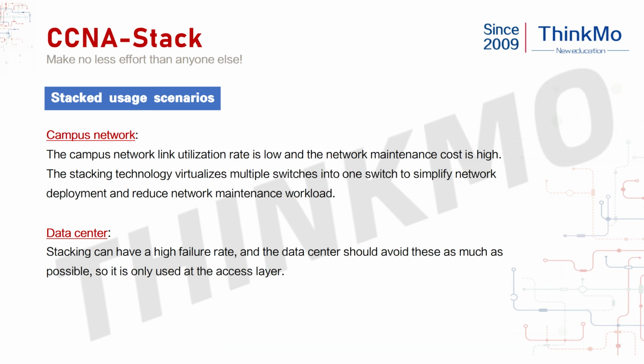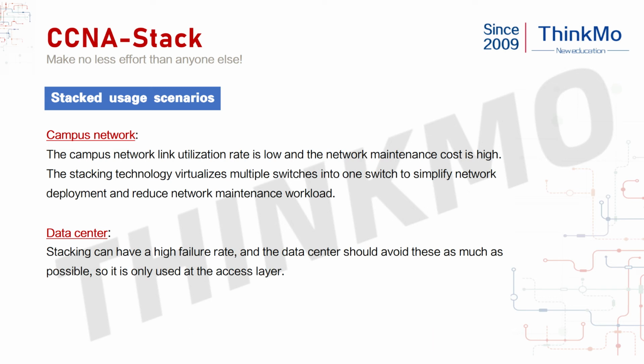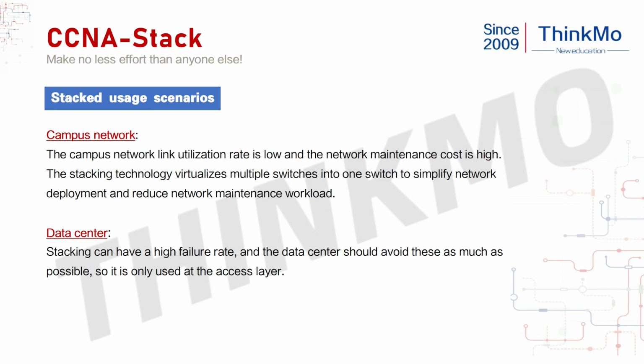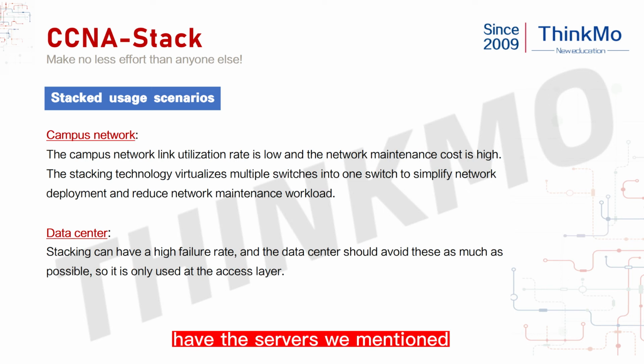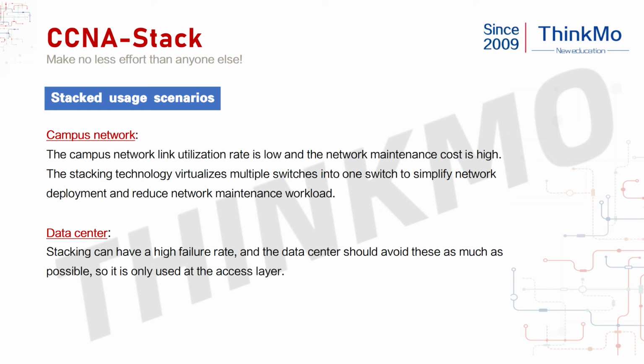For the data center, there is basically no stacking; if necessary, it is used at the access layer. Why is it said that it is only used at the access layer, not at the aggregation layer? Because stacking can bring a high failure rate inside the data center. It holds a lot of virtual machines. There are many tenants for the servers, mainly for others to visit, including Baidu's servers, Taobao servers, or WeChat. The servers we mentioned are located in the data center. That is to say, the data center must avoid failure as much as possible.